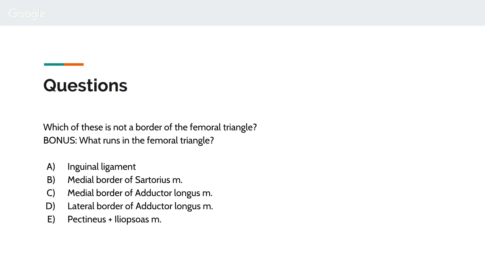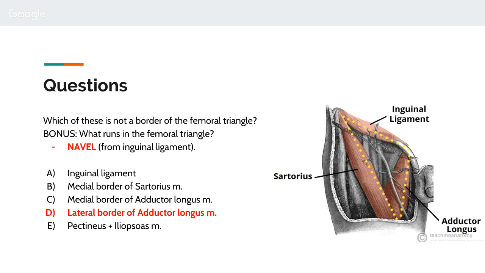Okay. Borders, which of these is not a border of the femoral triangle? And what runs in the femoral triangle? I had C a lot, but yeah, wait, actually, it's C, isn't it? Yeah, my bad, that's C, not D. So what is D actually? Oh wait, yeah, which of these is not a border? D is not a border. D is actually part of the floor of the femoral triangle. And what runs in the femoral triangle is from the inguinal ligament down, the femoral nerve, artery and vein.